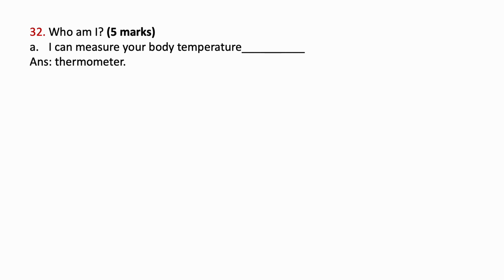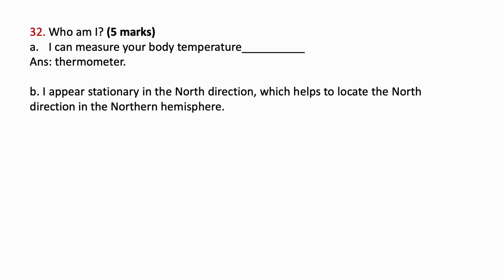Who am I? 5 marks. First one, I can measure your body temperature. Who am I? Thermometer. Next one, I appear stationary in the north direction, which helps to locate the north direction in the northern hemisphere. Answer is the pole star.